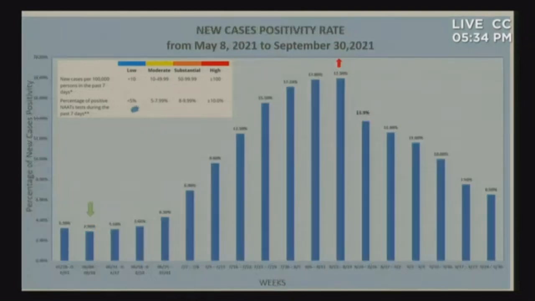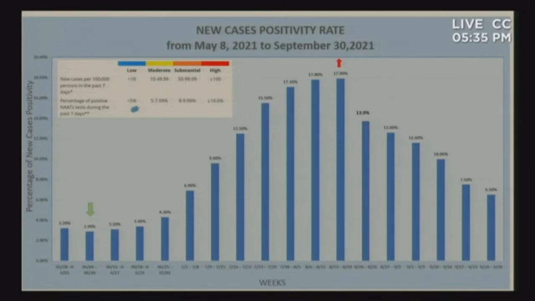So our positivity, the lowest was on June 11th. Oh, I didn't move that. Okay, the lowest was on June 4th, 1 week before, where our new case positivity rate reached 2.9. So we were very, very close to going actually into the blue, which was low. But our number of cases was high, so we stayed under moderate only.